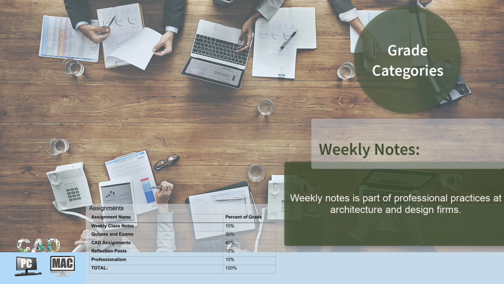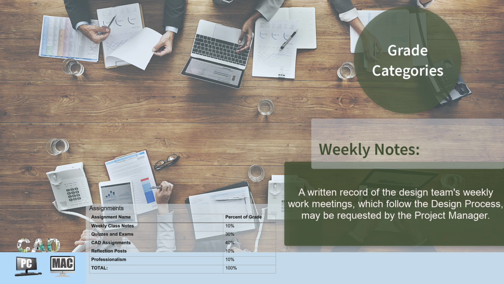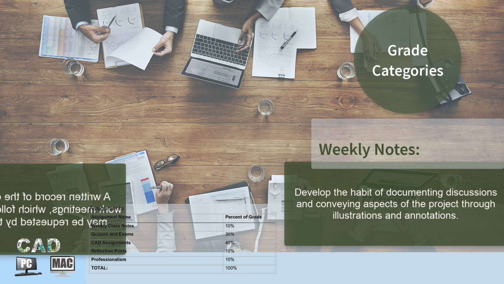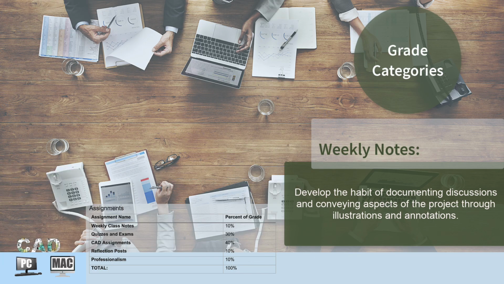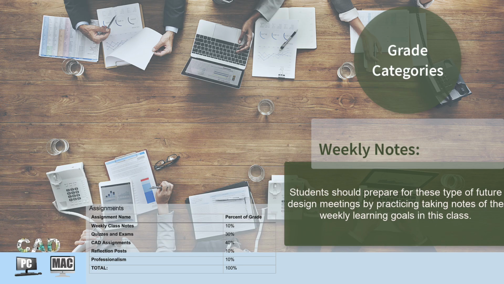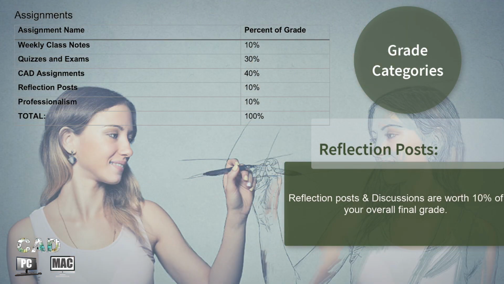Throughout the design process, teams meet at various phases to discuss and plan the week's work. A written record may be requested as part of the project's official records, and you may be asked to share your notes. Develop the habit of documenting discussions and conveying aspects of the project through illustrations and annotations. Students should prepare for these types of future design meetings by practicing taking notes in this class of the weekly learning goals. Let's touch on the last three grade categories.